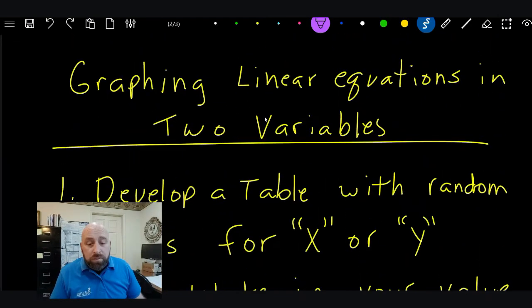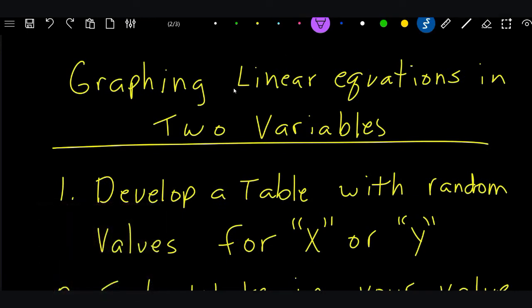The first one, step number 1, graphing linear equations in 2 variables. Step number 1, the first thing that you do, develop a table with random values for x or y, okay? Doesn't matter if you do x or y. Develop a table, the table of values that I was talking about, with random values for x or y.